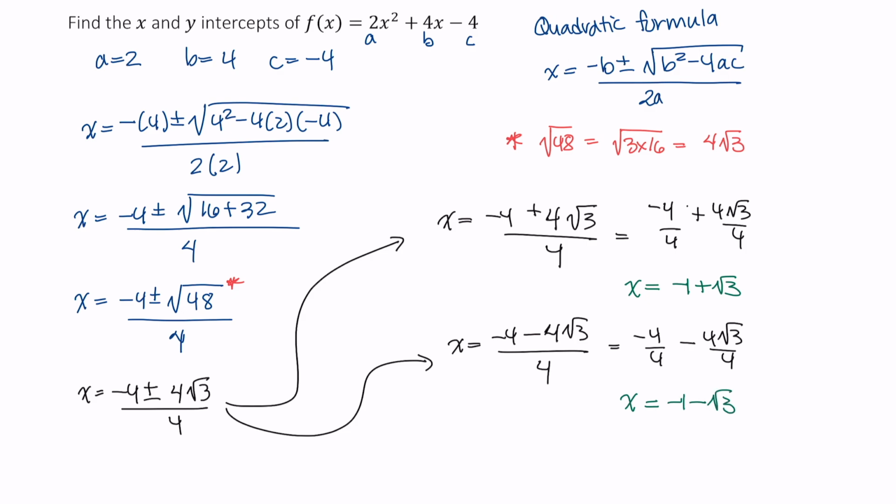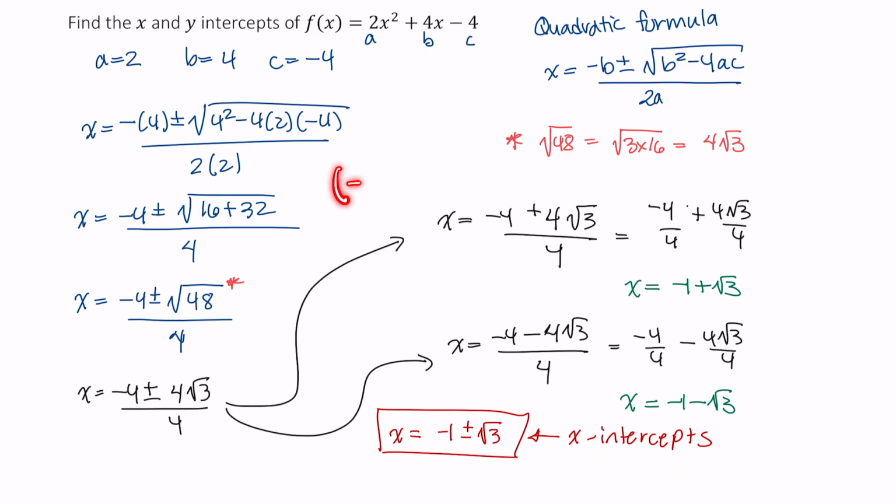So my two roots are x is equal to negative 1 plus or minus the square root of 3. These are my two x-intercepts. And I should say that I'm oversimplifying here. When I say x-intercepts, I mean the x values for the x-intercepts. One of them would be negative 1 plus root 3 comma 0, and the other one would be negative 1 minus root 3 comma 0.